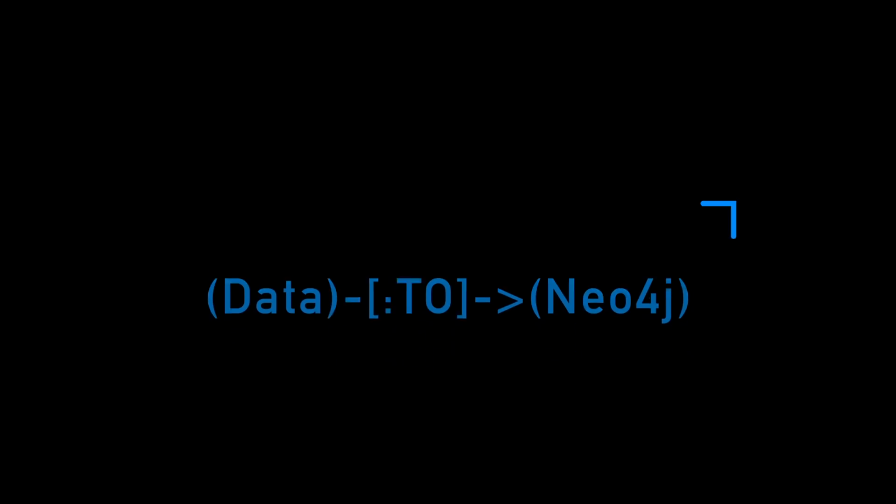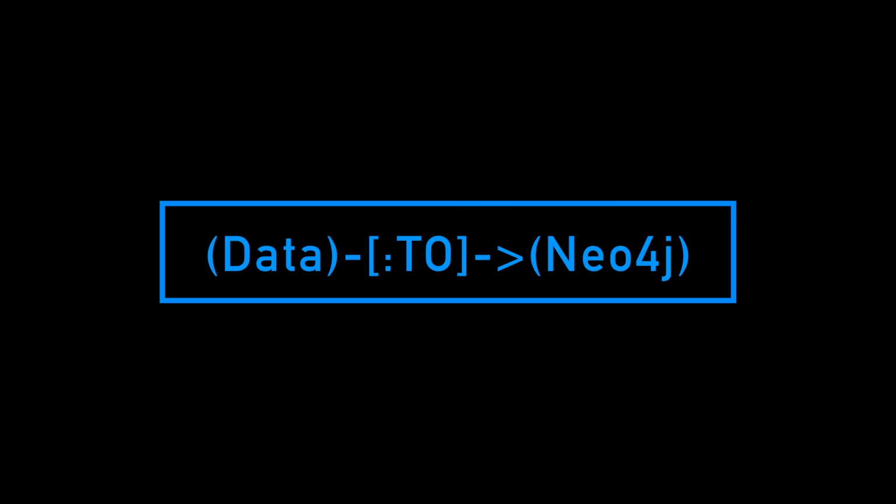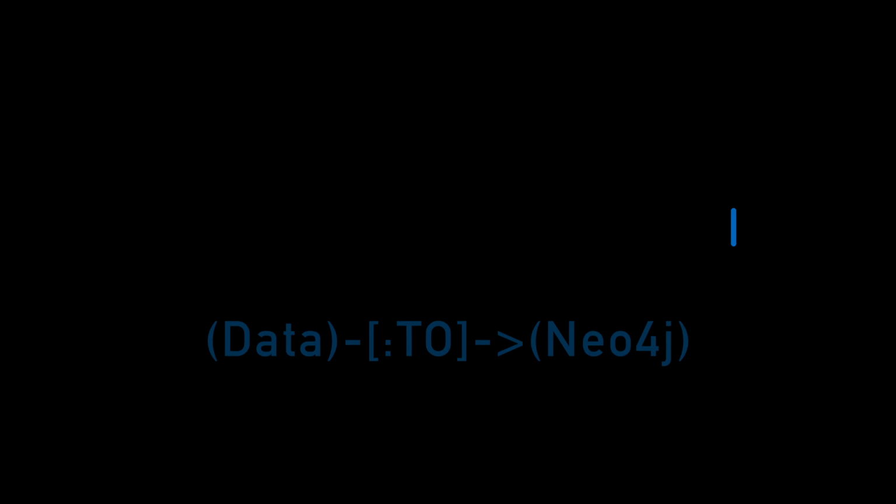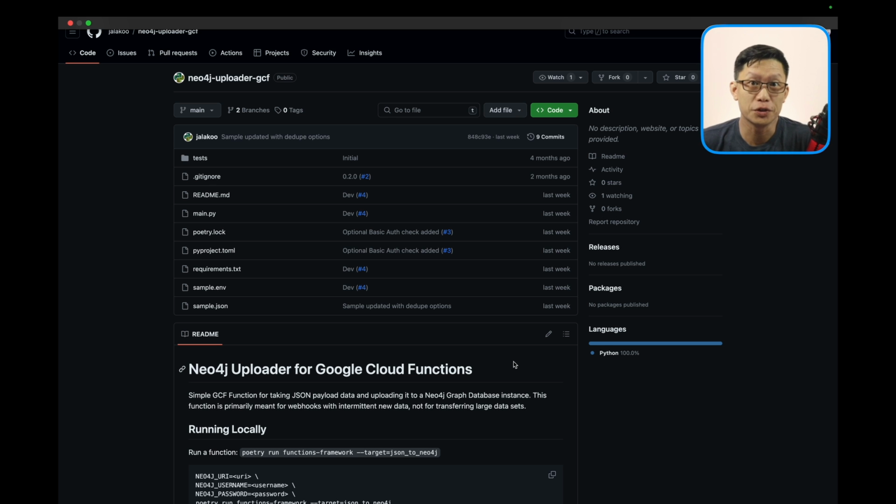Hi everyone! Today I'm going to talk about how to set up a webhook in make.com to take data from one integration and push it into a Neo4j database instance. Alright, so before you get started, the first thing you're going to need to do is set up a Google Cloud function or some endpoint to send the data to that will then route it to Neo4j database.